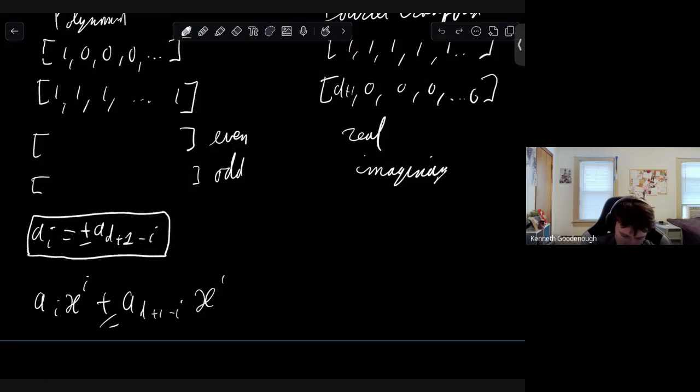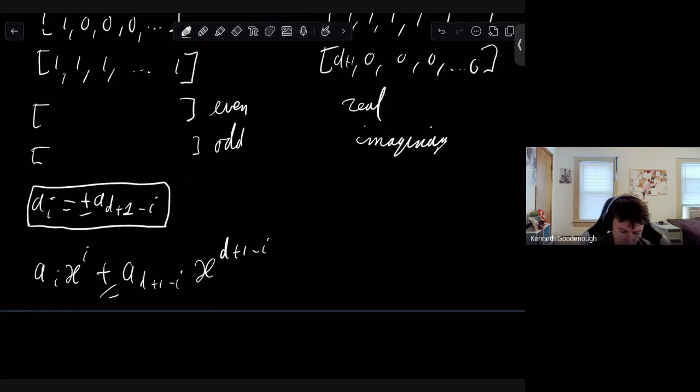Let's see, d plus 1 minus i, and I plug in a root of unity. Is there a nice way to simplify this further? Yes, this is maybe not the nice way to write this. If we're going to plug in roots of unity here anyway, then we can just remove this term here, just because of the cyclic property of roots of unity.